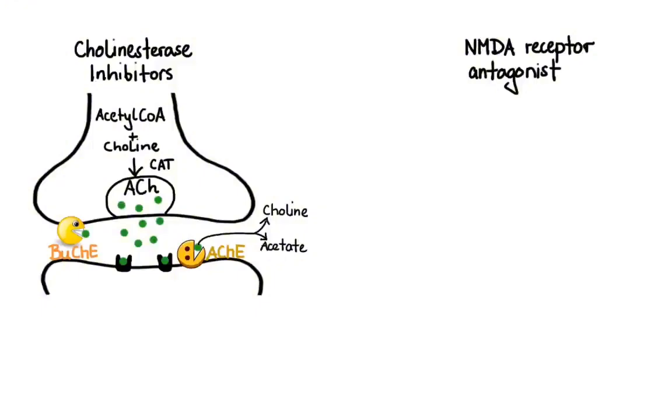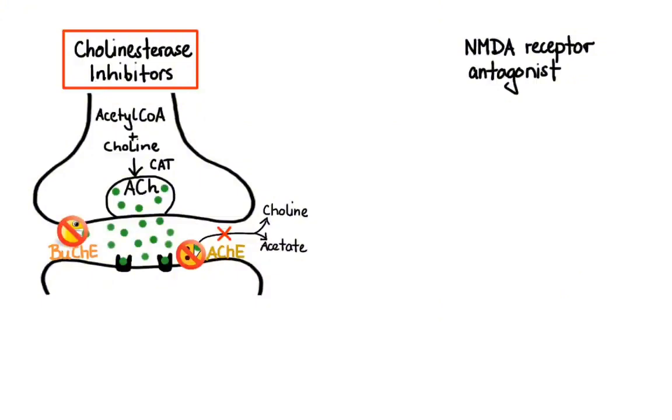Now, since Alzheimer's has been linked to a deficiency of acetylcholine in the brain, cholinesterase inhibitors were introduced to alleviate the symptoms of the disease. As their name suggests, cholinesterase inhibitors work simply by inhibiting cholinesterase enzymes from breaking down acetylcholine, thereby increasing both the level and duration of action of acetylcholine.